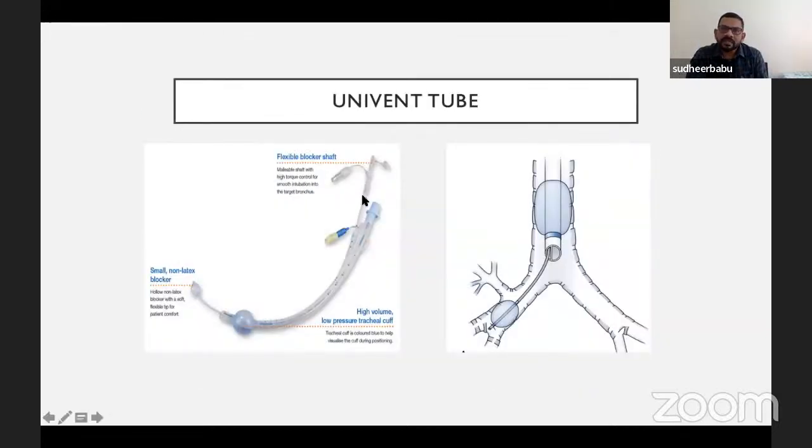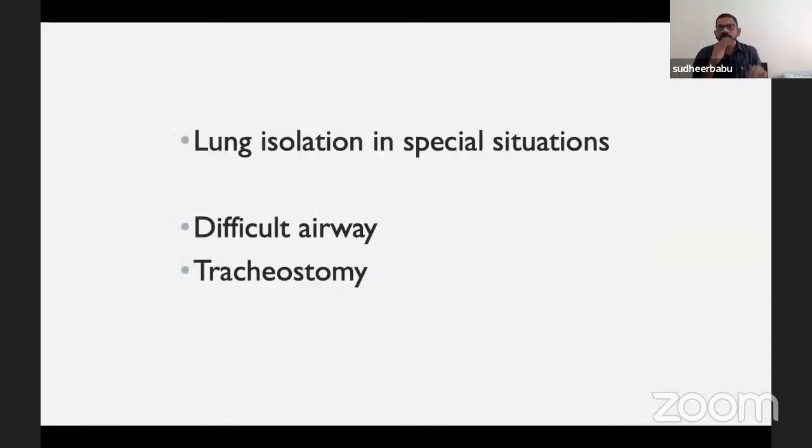It means it comes along with the blocker. This is like a normal single lumen tube. Along with that, coaxially, this bronchial blocker is there. So while intubation, you have to pull back the bronchial blocker up to the tip. Then once you enter just above the carina, with the help of the fiber optic bronchoscope, you have to go to the respective segment, and you can block the particular side. Okay. So how do you isolate the lung in special situations like difficult airway?